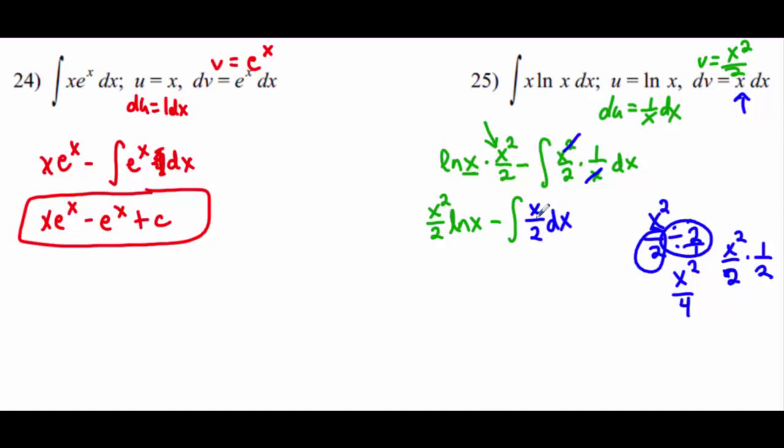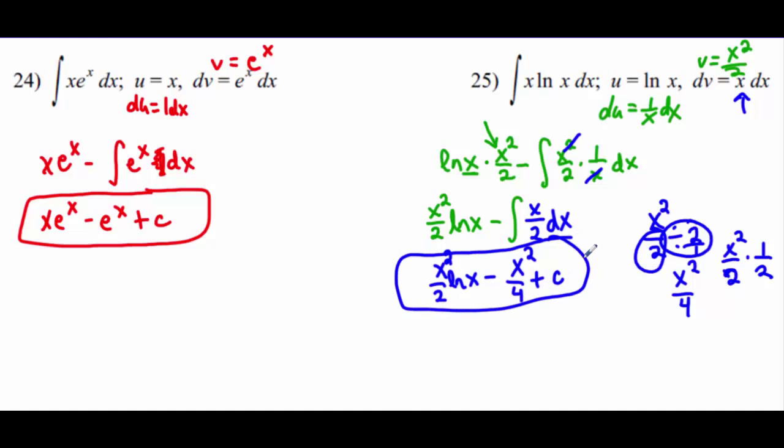So the integral of x over 2 is x squared over 4. And the front of this stays the same. We put a plus c, and that is our answer.